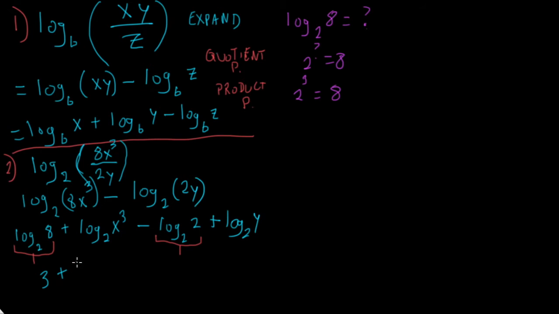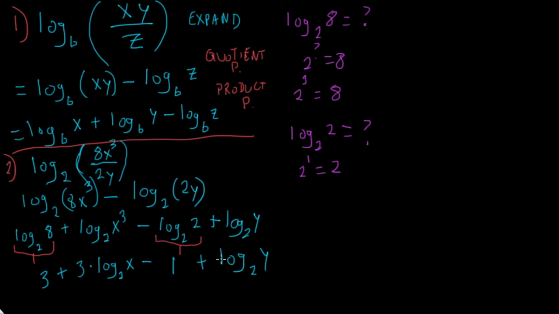So then we have 3 plus, okay, now we can use the power rule to bring this over here. So we have 3 times log 2x minus, similar thing going on here. So we have log base 2 of 2. So let's see what that's going to give us. All right, so we have log 2 of 2. Now, if you'll remember, any time we have something to itself, it's always going to equal 1, right? Because 2 to the 1 power is going to equal 2. So then this is just going to become 1. And we have plus log 2 of y.